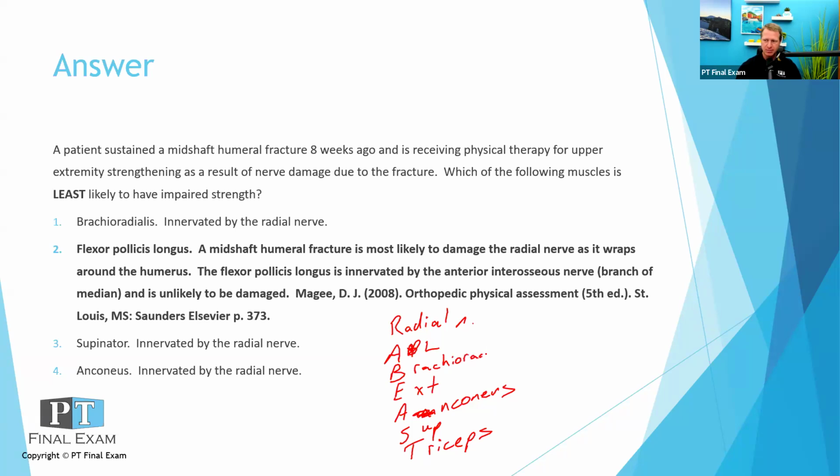Abductor pollicis longus, brachioradialis. The way I remember that is that the name radial shows up in brachioradialis. All the extensors, anything that starts with extensor, anconeus, supinator, and triceps. So we see that the anconeus, supinator, and brachioradialis all show up on this list. They're innervated by the radial nerve. And so that leaves us with our outlier here, the flexor pollicis longus, which is innervated by the median nerve.